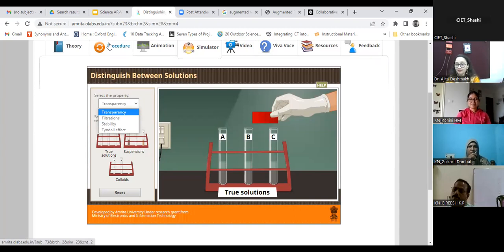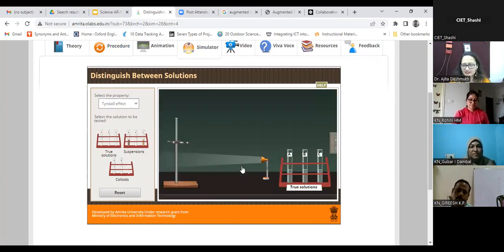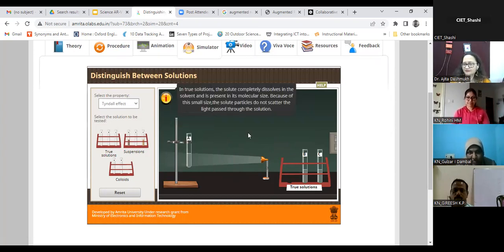Normally, I don't, because with 30-35 people doing it, I will not know what they are doing, right? So if it is a true solution, and you are going to have a Tyndall effect, we know that there would be a bluish cone or something like that. So you just pick it up and keep it here, and then check the information. Okay, so it is not scattered in the light.